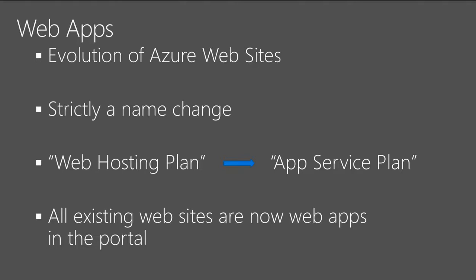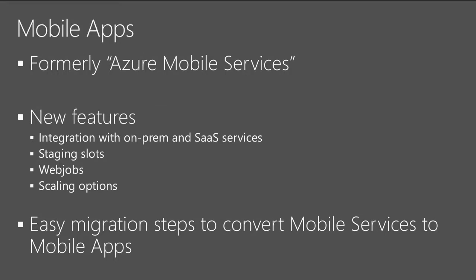So if you have websites that are out there before the great rename to web app, they're still there. They're still running. They just have a different title in front of them. Okay? The next one is mobile apps. So formerly we had these things, Azure Mobile Services, where you could do all kinds of things with push notifications and data storage. Well, that really felt like it was short on a couple things. So we've added a number of features to these, and we've brought it in line with what is a web app. So now you can have integration with your services that are running on-prem or out in the cloud.